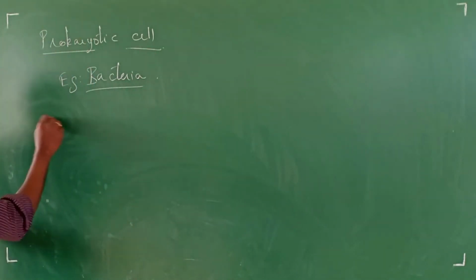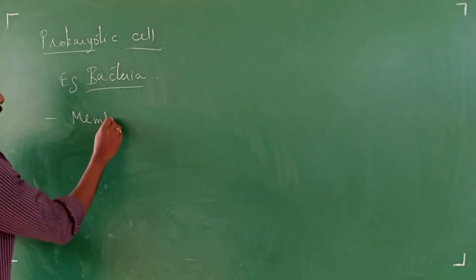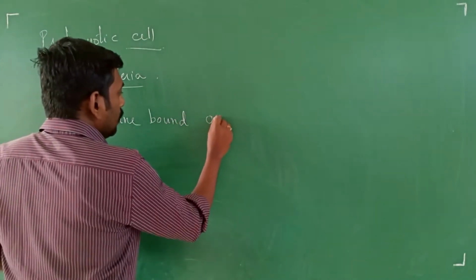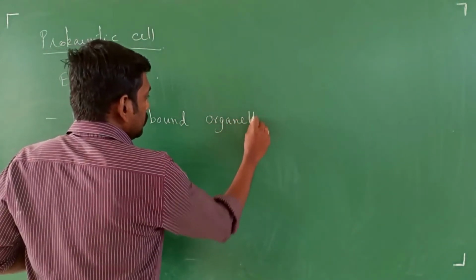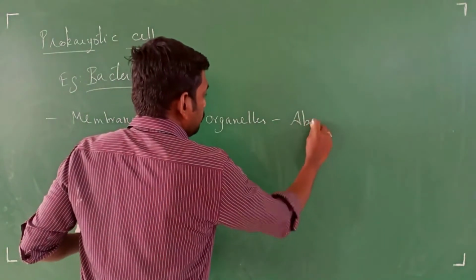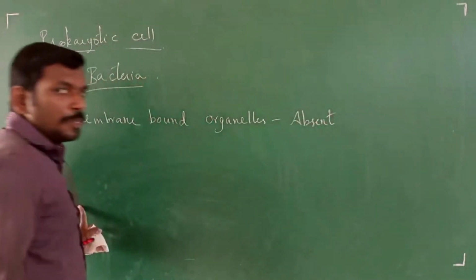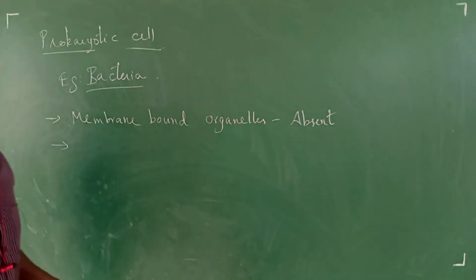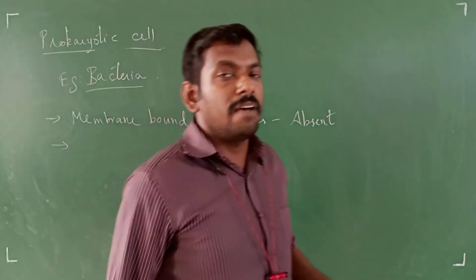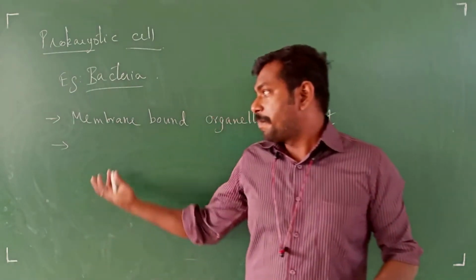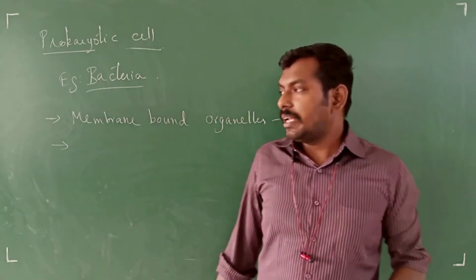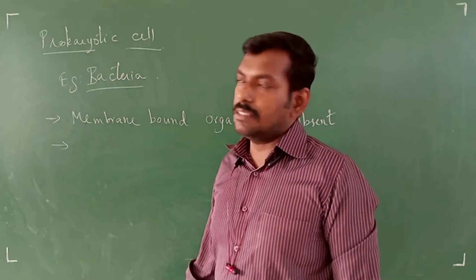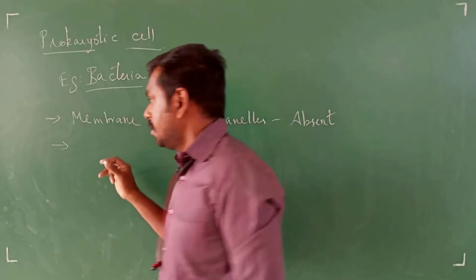These prokaryotic cells do not have membrane-bound organelles. The membrane-bound organelles are mitochondria, Golgi bodies, endoplasmic reticulum, chloroplasts. Those are the things that will be absent in the case of bacteria.